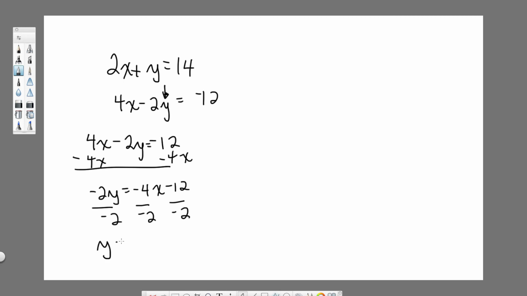So I get y equals negative 4 divided by negative 2 is positive 2. Negative 6 divided by negative 2 is positive 6. So I've used this equation once. I'm not going to use it again.